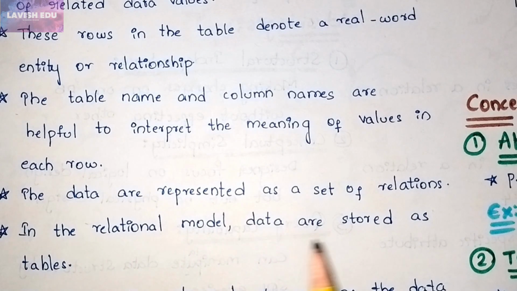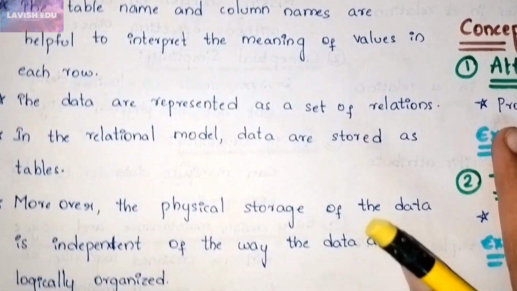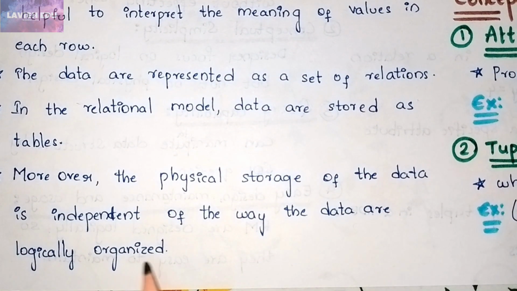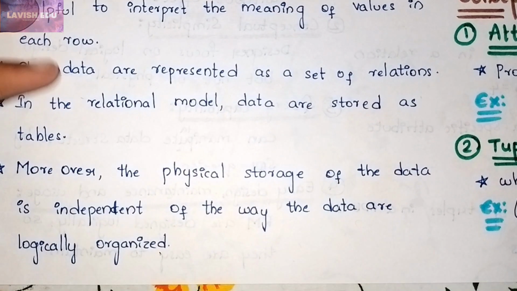In the relational model, data are stored as tables. Moreover, the physical storage of the data is independent of the way the data are logically stored. That is, if we store data physically, then it won't depend on the logical organized storage. It only depends on the physical storage. That is, there is no need to modify the logical storage while defining the physical storage.